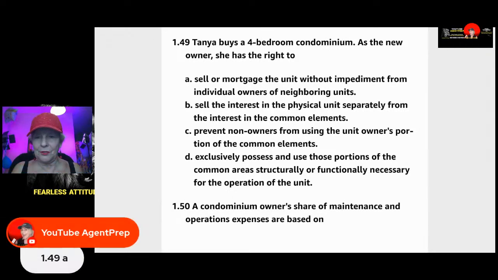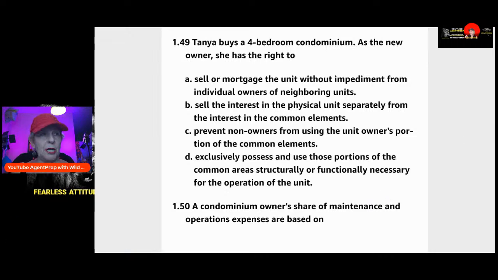All right. So now y'all got it, right? D says exclusively possess and use those portions of the common area structurally or functionally necessary for the operation of the unit. Well, all the common areas don't have to be structurally or functionally necessary to operate the unit. You could have a pool. You don't need the pool to operate the unit, right? You don't need the trees for that. Those are common areas that everyone gets to enjoy and share by paying a due.